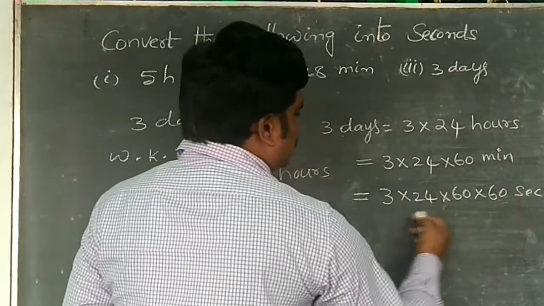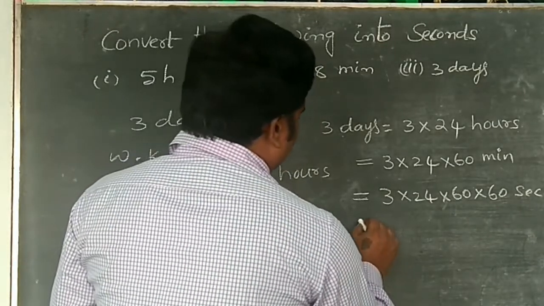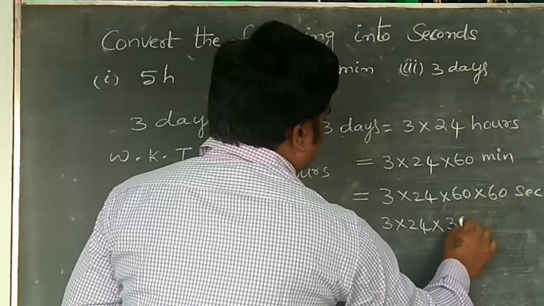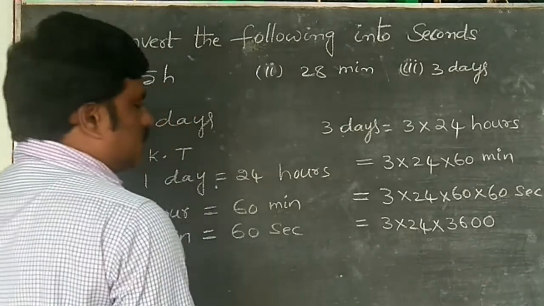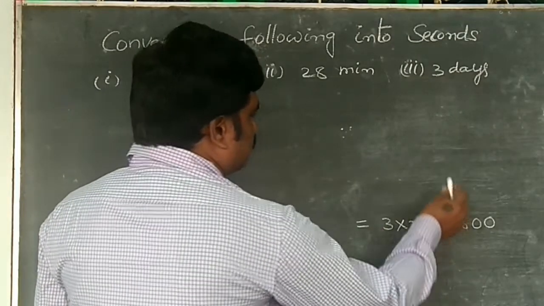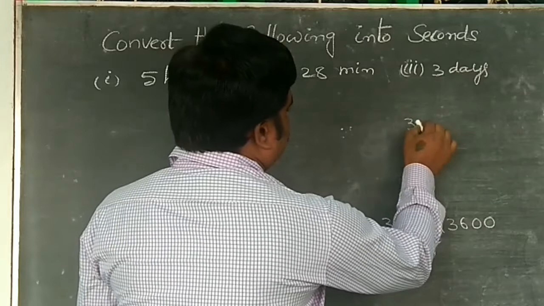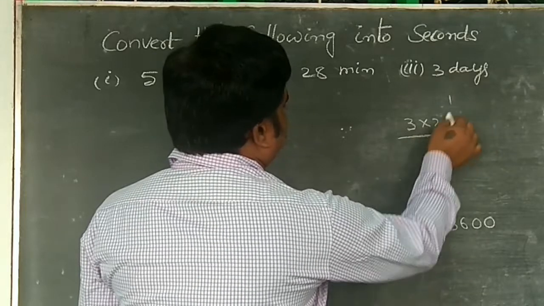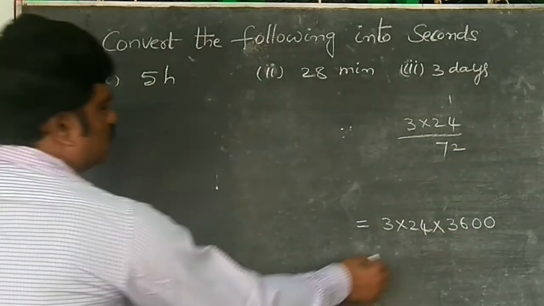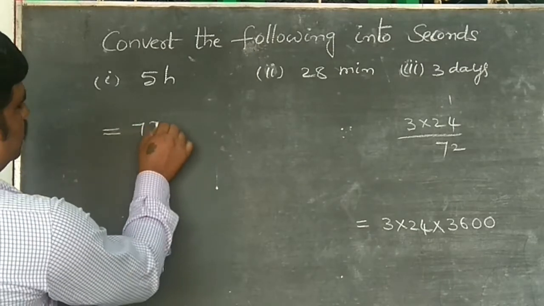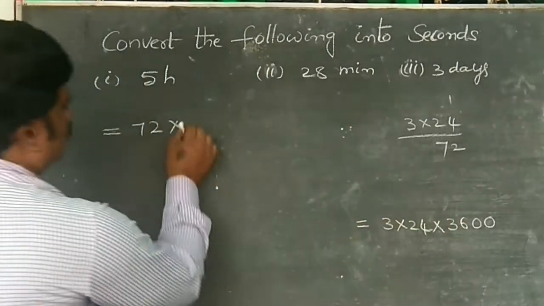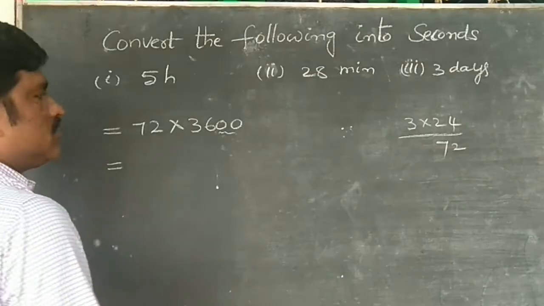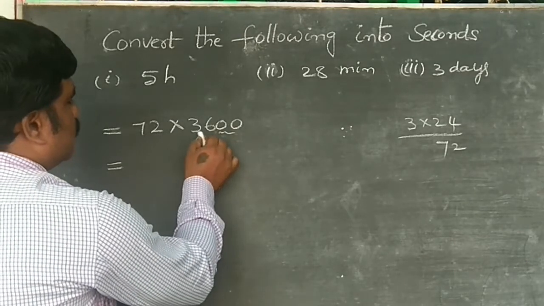Now we calculate this product. So that is equal to 3 into 24 into 6 sixes are 36, 00. Next 3 into 24. 3 fours are 12. 3 twos are 6, 72. So this can be written as 72 into 3600. Now we multiply these two factors. So now 72 into 3600.